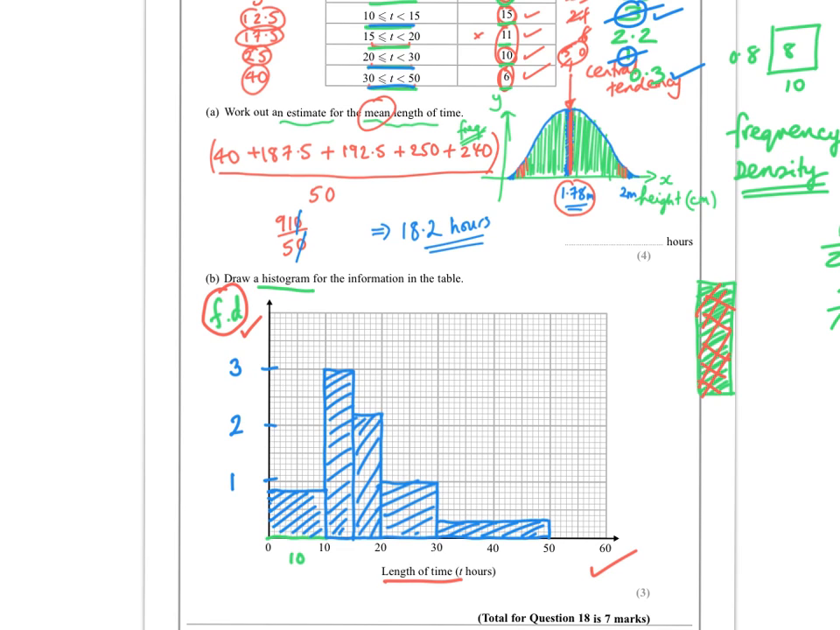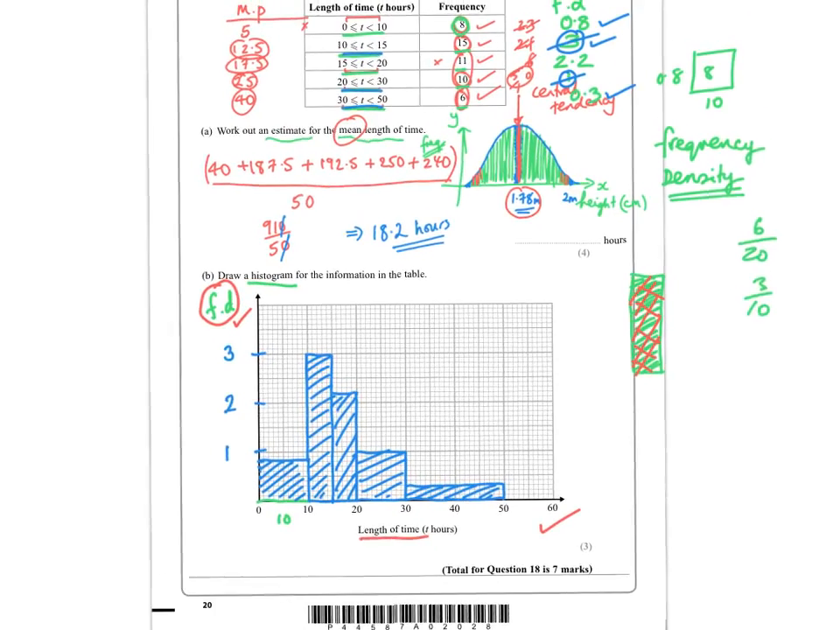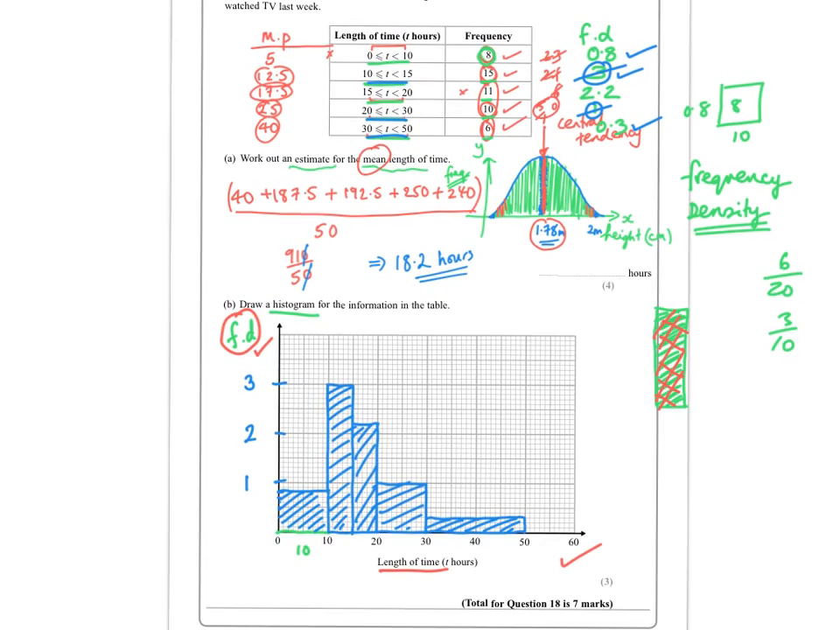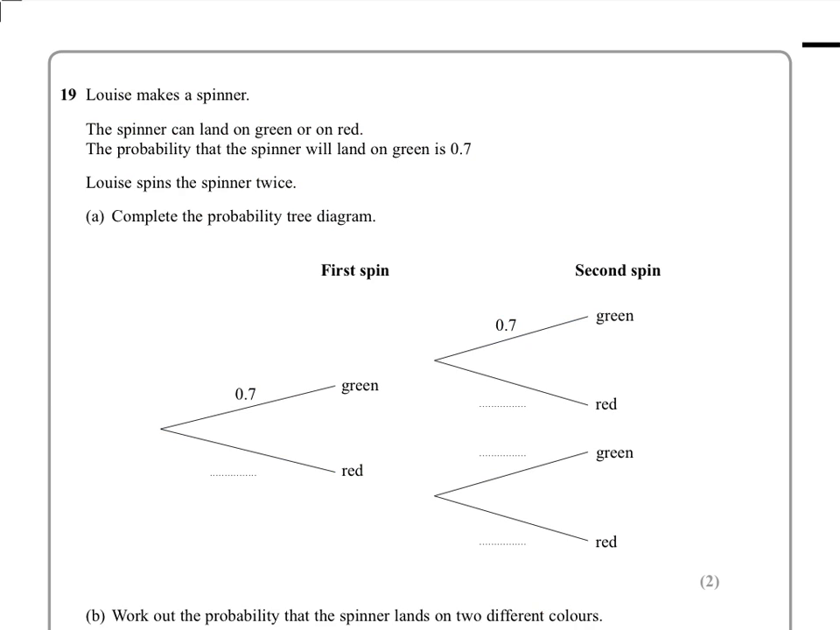Well, let's see if there's any more to look at. Nope, that's there. That question done. So let's move on to the next question. Louise makes a spinner. The spinner can land on green or on red. The probability that the spinner will land on green is 0.7. So let's fill this in. Probability it will land on red will be 0.3.